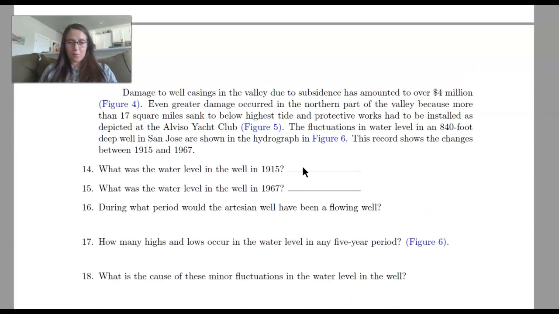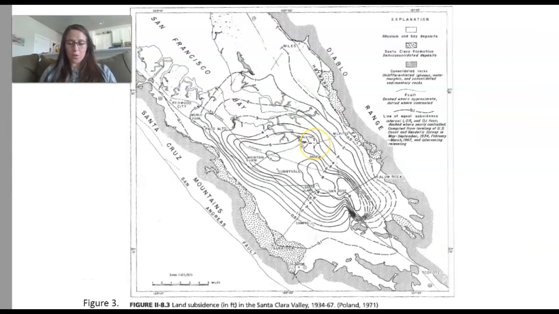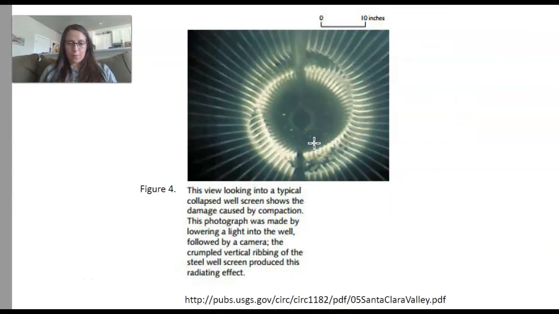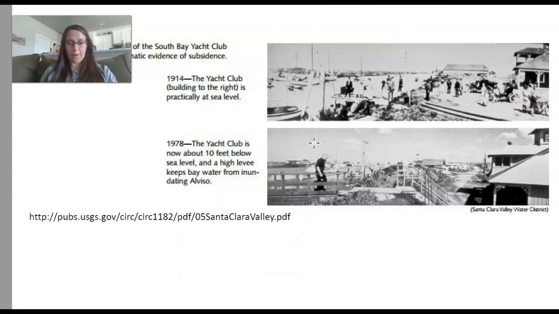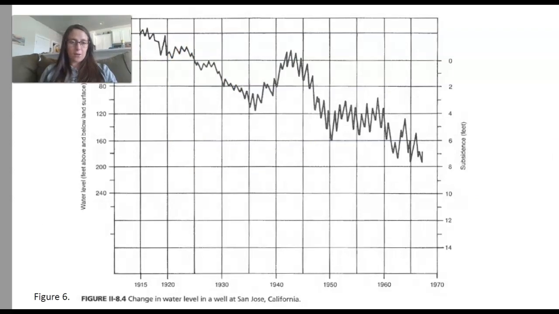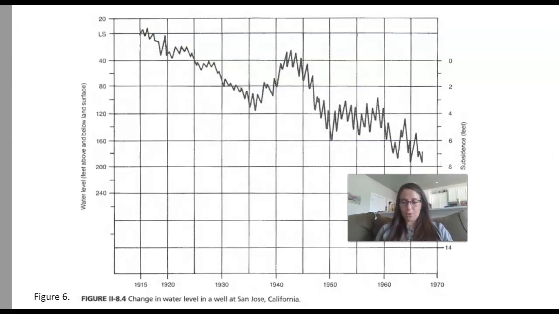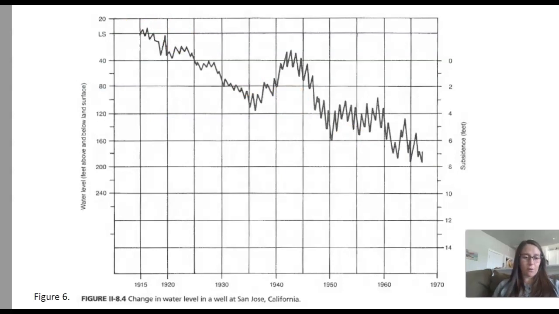So this next part deals with mostly figure 6. Figures 4 and 5 are just for you to look at the different effects that the subsidence had. So this is figure 4, looking at the well screen and how it was damaged. And then this is figure 5 at the yacht club in, I think it's Alviso. Yep, Alviso. So you see some of the effects that happened from the subsidence. Alright, and this is figure 6, which deals with what you need to answer on the following questions.